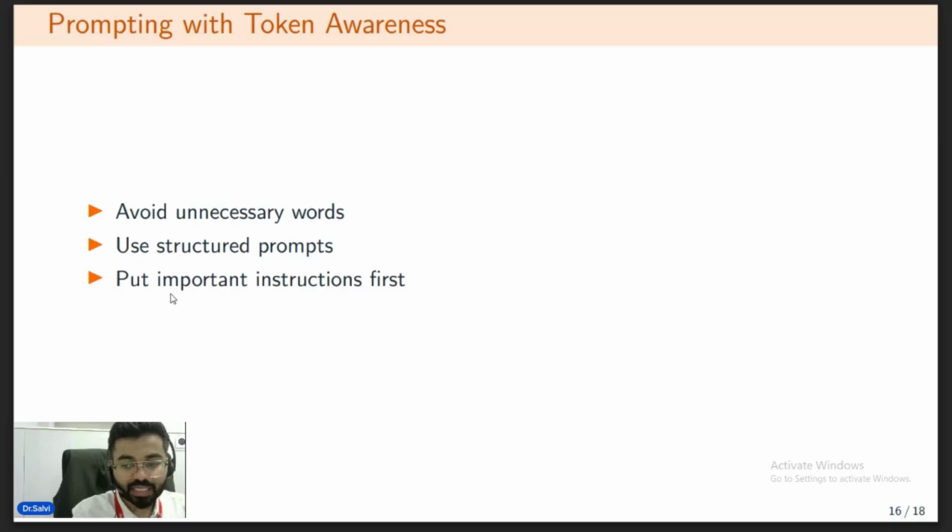Now, if we add the dimension of token-aware prompting, first we have to avoid unnecessary words. Too many unnecessary words have to be done away with. Then we have to use a structured prompt, which is very important. Prompting is a good thing to do, but an unstructured prompt is not going to serve us well. And third is to put the most important instructions first, because we don't want the AI to work without any context or background. It has to be put in the primary position that you can in a prompt.